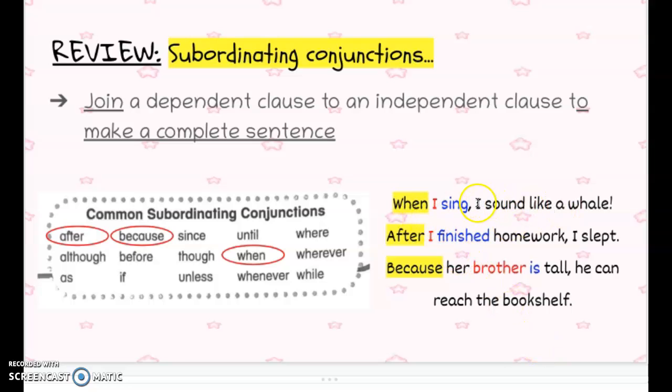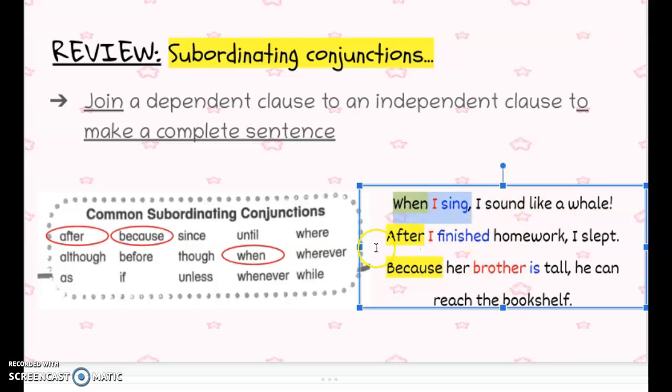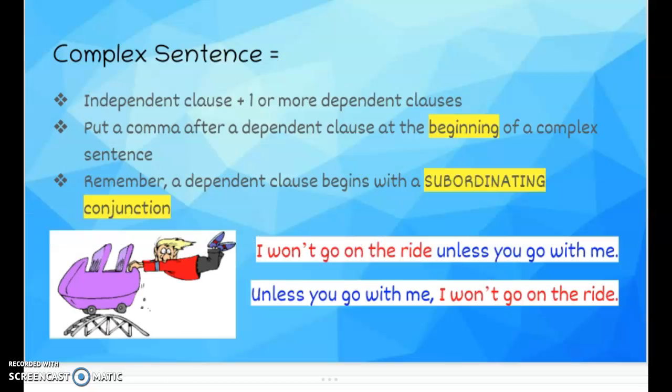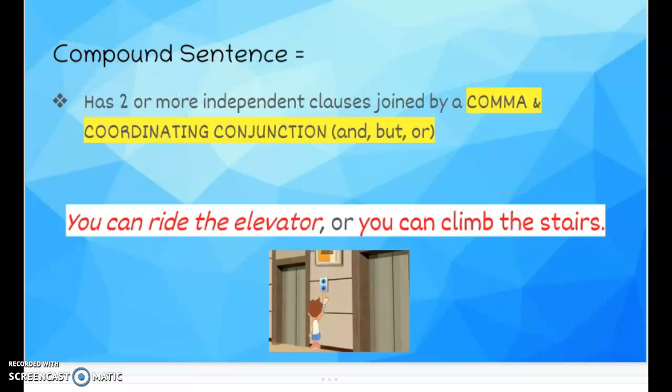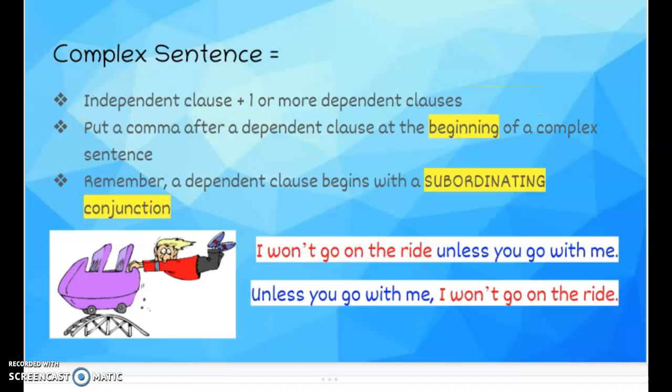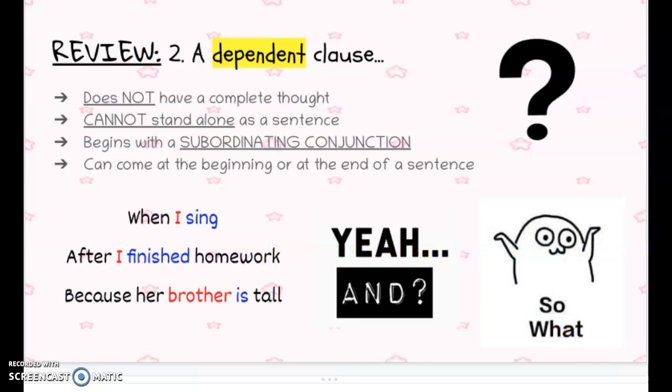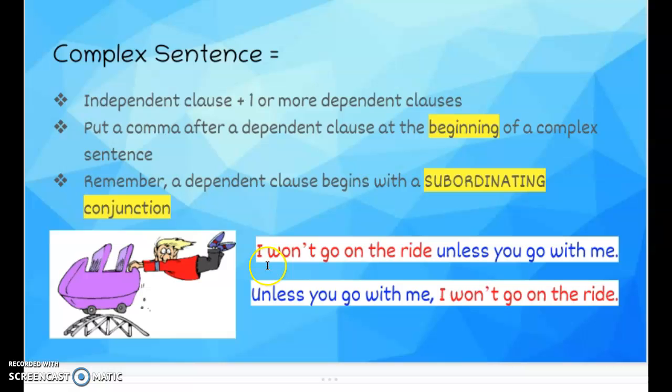When I sing, so that is a dependent clause, right? After I finished homework, comma, I slept. This turns into an independent clause. Because her brother is tall, he can reach the bookshelf. This combines the independent clause with the dependent clause to create a complex sentence. So a compound sentence has two or more independent clauses. A complex sentence has an independent clause and one or more dependent clauses. Okay, for example, the red is independent and blue is dependent.